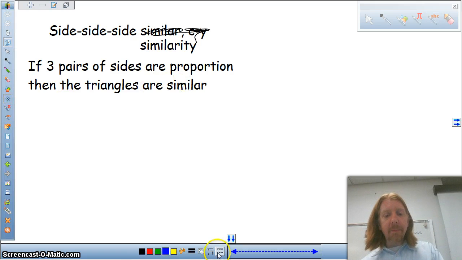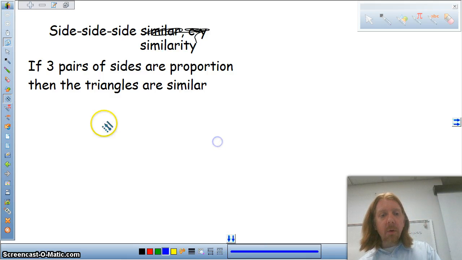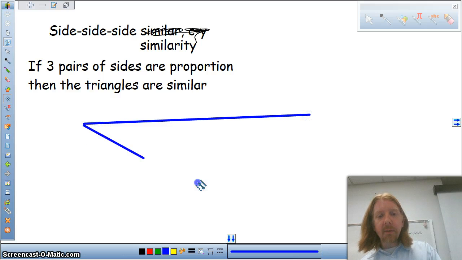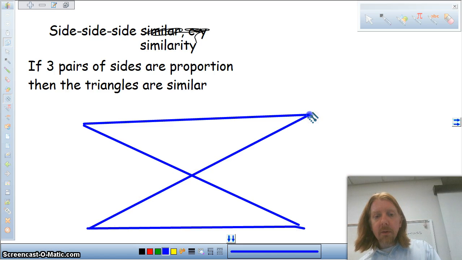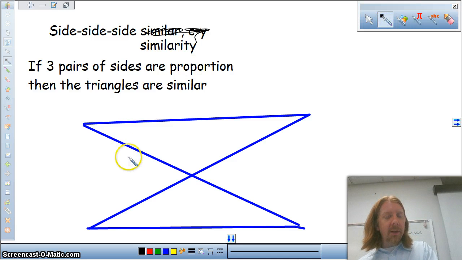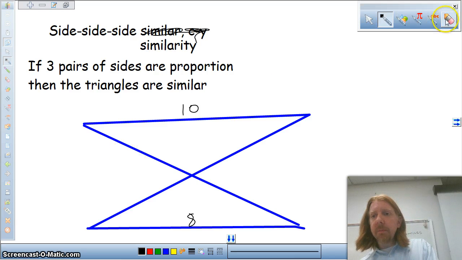So let me do a diagram to show what we're talking about in this particular case. So if I were to have something that looks like this, and then maybe I do that. And let's say that this length over here is 10, this length is 8. Let's say this over here is going to be, let's get some better numbers.